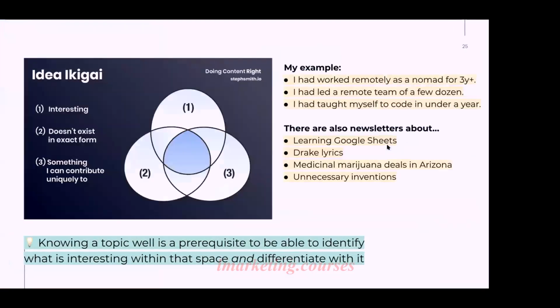As you're thinking through what you want to write about, I'm not going to focus too much on this slide, but you want to think about the intersection of what people find interesting, because there has to be demand, and what you can uniquely contribute to. So something you know quite well, and something that doesn't exist in its exact form. This number two part is your differentiator. How are you tackling this differently than what already exists?